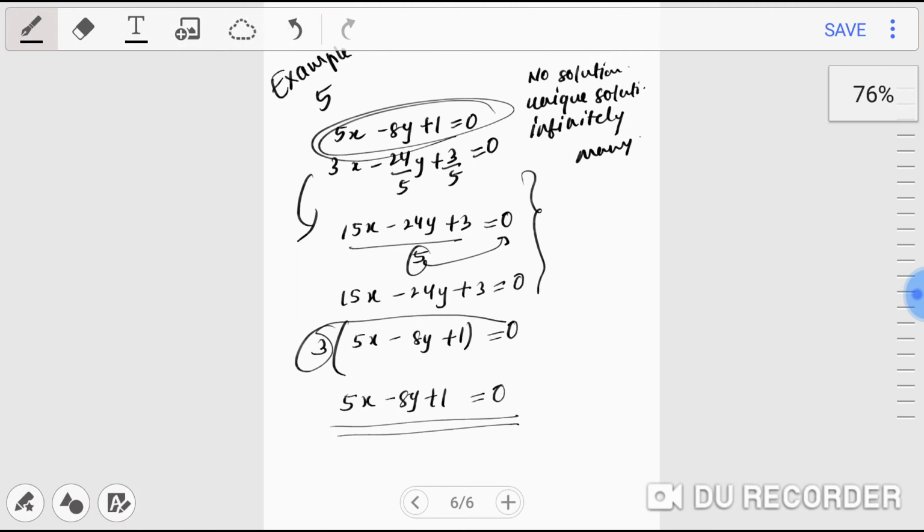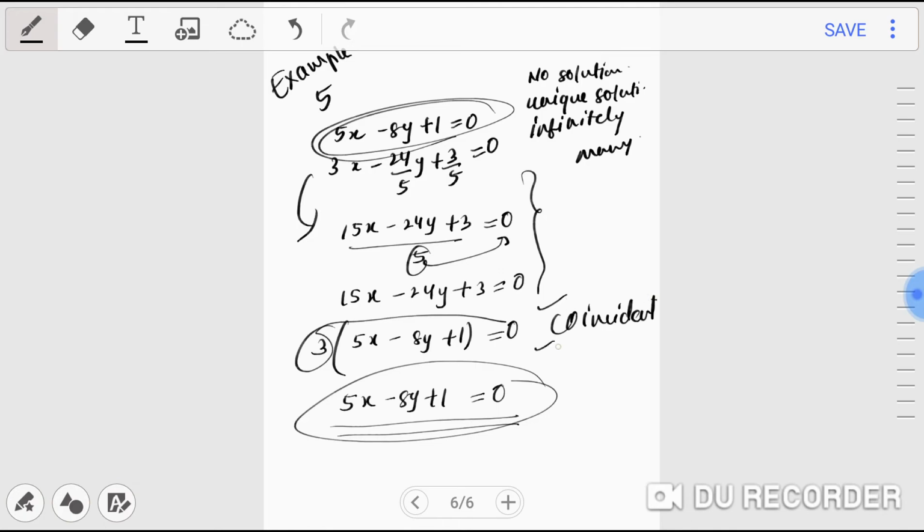So you can write such without drawing a graph. Also you will get to know that the two equations are coincident. So they will have infinitely many solutions. Got my point clear? Okay. Shall we start exercise 3.2?